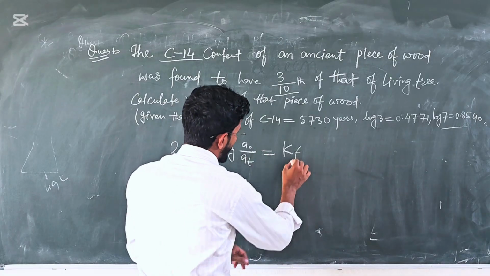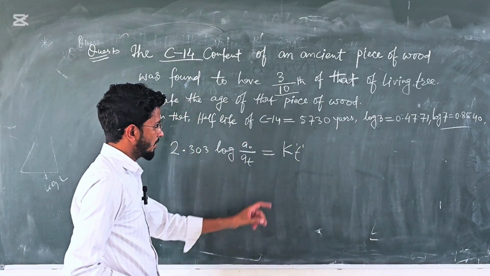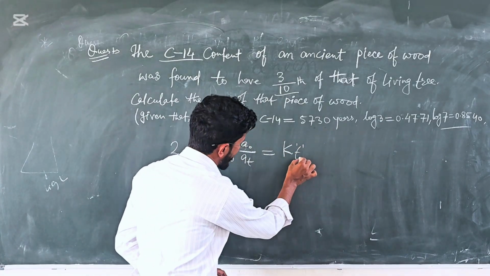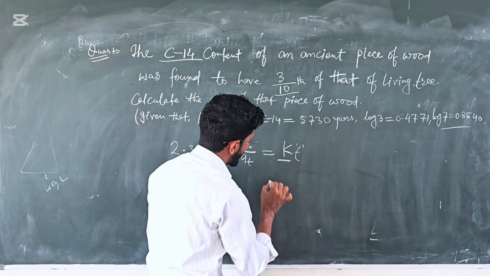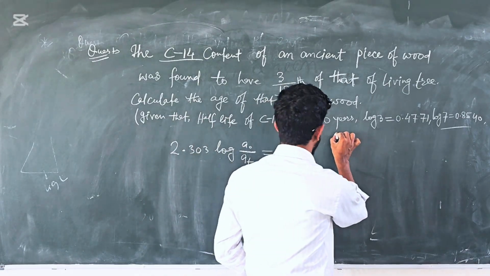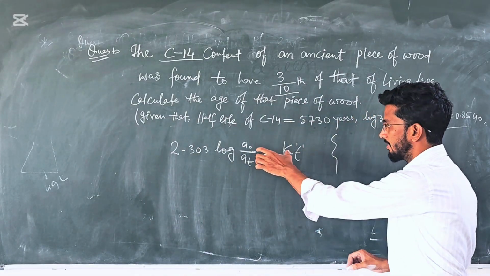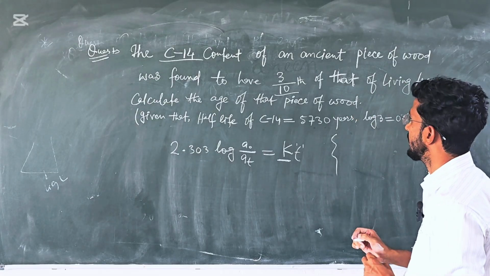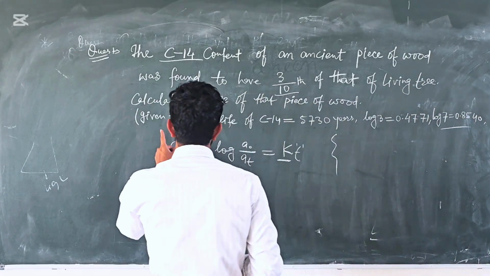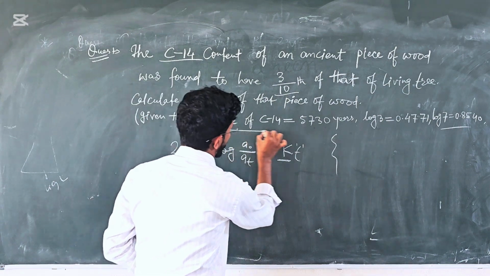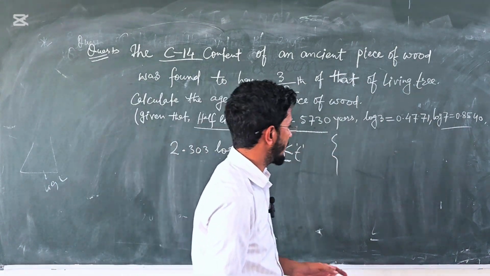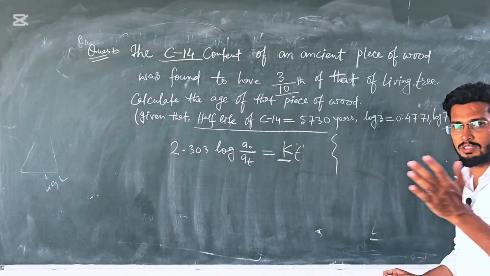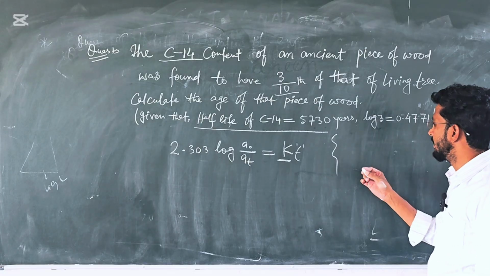From here we have to find the value of T. Now if we want to find the value of T, we first have to know the value of K. How can we find the value of K before solving this equation? For finding the value of K, the half-life is given. The hint is given, the value of half-life is given. From this half-life, we can simply calculate the value of K.